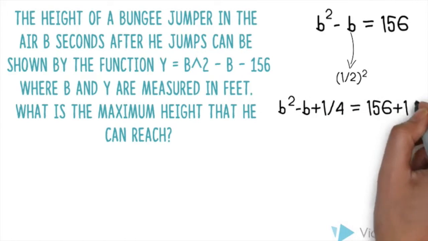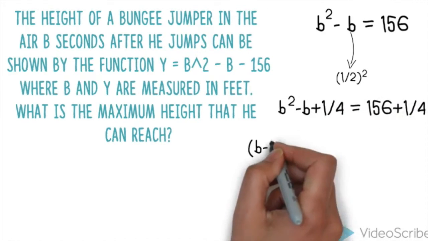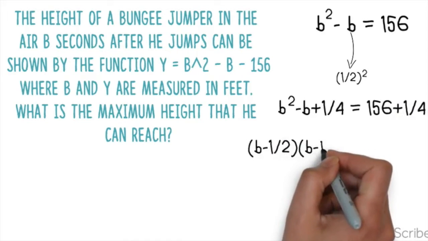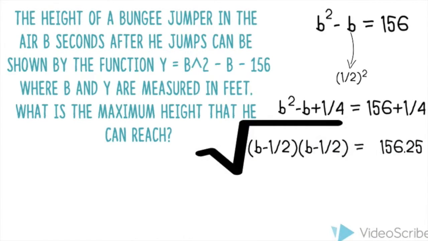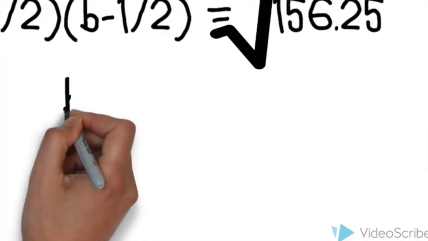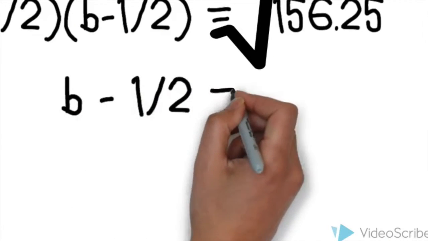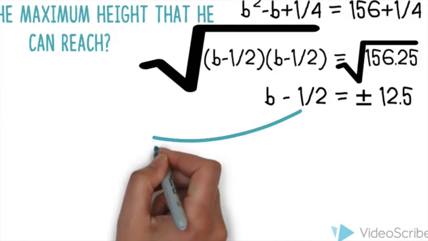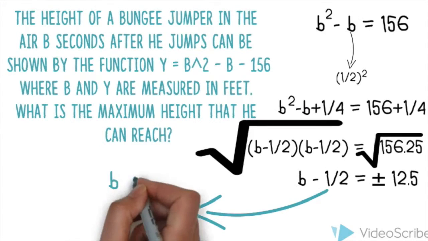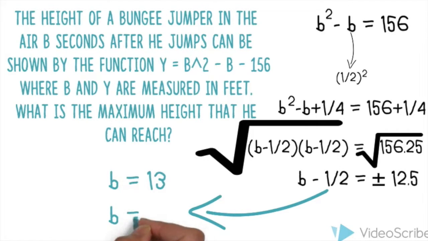Using the factoring we learned earlier, we factor the left side and simplify the right. So that will be b minus 1/2 times b minus 1/2 equals 156.25. We got the square roots of both sides, and we got b minus 1/2 equals plus minus 12.5. The value of b from this will be 13 and negative 12. Since we're talking about distance and there's no negative distance, we use 13.